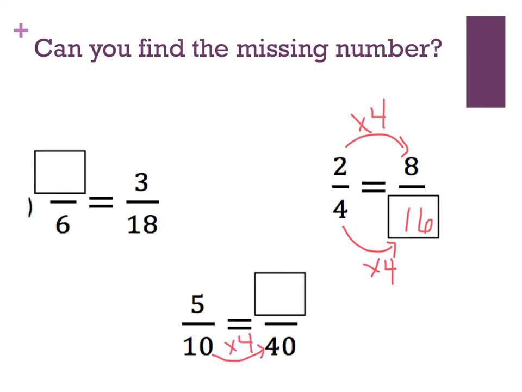10 times 4 is 40. So 5 times 4 should give me my missing number, which is 20.